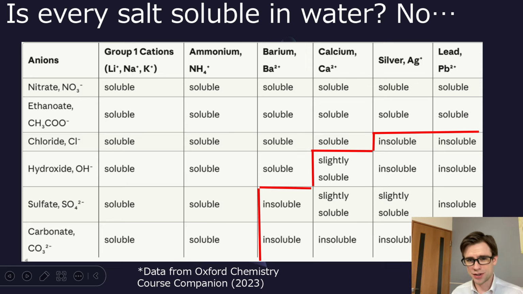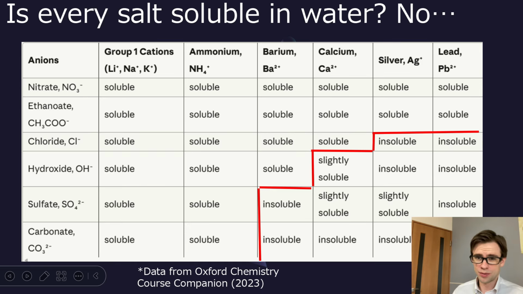So, question then, are all ionic salts soluble in water or polar solvents? The answer is actually no, but most of them are. Here's a table I did borrow from the textbook I've been using, Oxford Chemistry Course Companion. So you can see a lot of combinations here are soluble. Lithium nitrate, ammonium ethanoate, barium chloride.